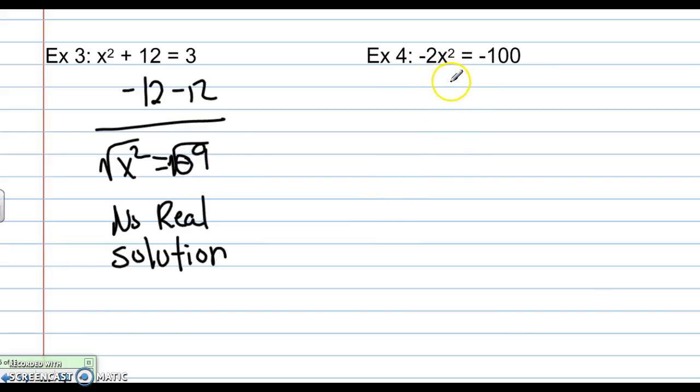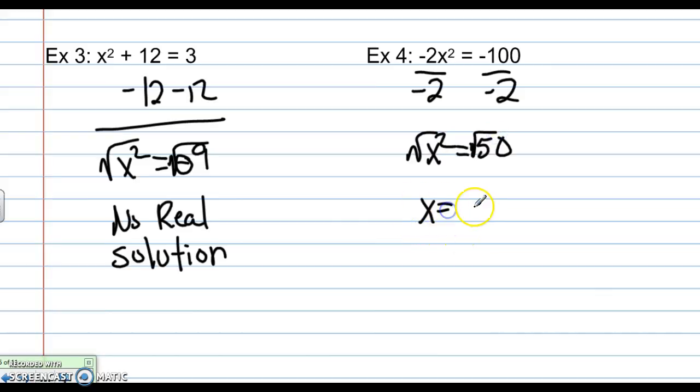Now, what's nice about number 4 is we have a negative attached to the 2. So when we divide by negative 2 from both sides, we're able to isolate the x squared, therefore making it a positive 50. We would then take the square root of both sides, making it x equals plus or minus the square root of 50, which equals approximately 7.07.